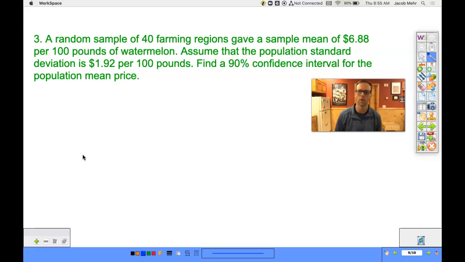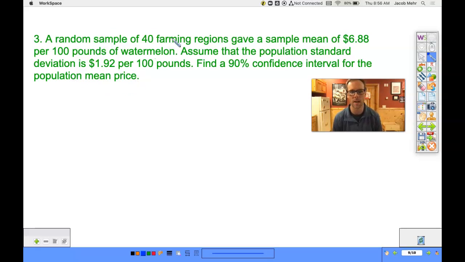All right, and we're going to just start up with a warm-up today, just kind of a basic problem like we did yesterday, and then we're going to put a little twist on it with our second problem of the day. So here we go. A random sample of 40 farming regions have given a sample mean of $6.88 per 100 pounds of watermelon. Assume that the population standard deviation is $1.92 per 100 pounds. Find a 90% confidence interval for the population mean price.